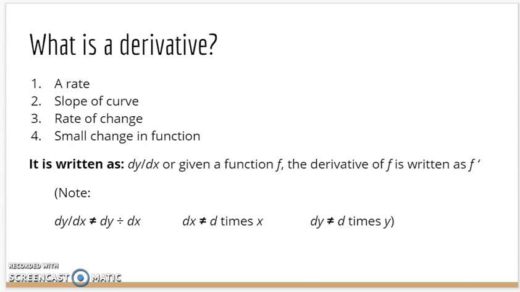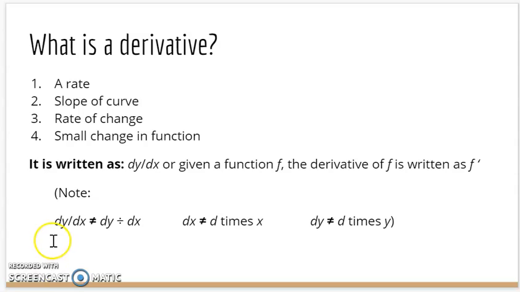Simply put, a derivative is the exact rate at which one quantity changes with respect to another. Geometrically, the derivative is the slope of a curve at a given point on the curve. It can also be referred to as an instantaneous rate of change, and the derivative of a function represents an infinitely small change in the function with respect to one of its variables.